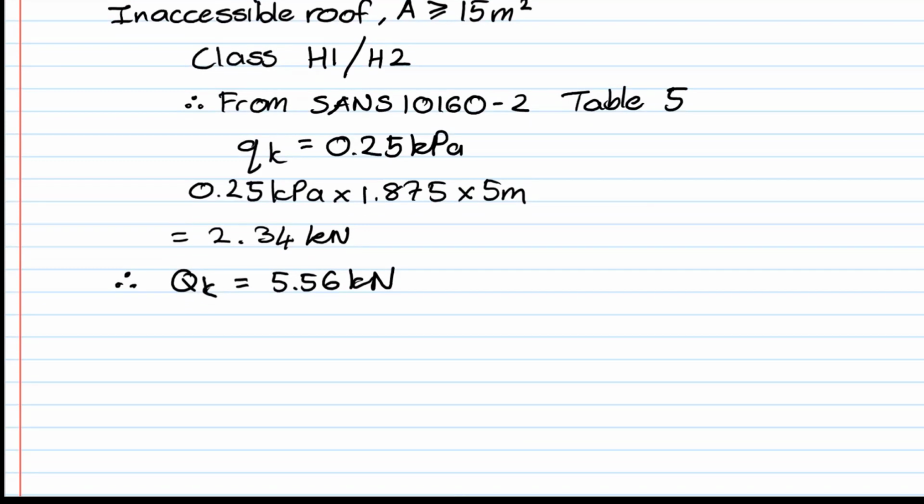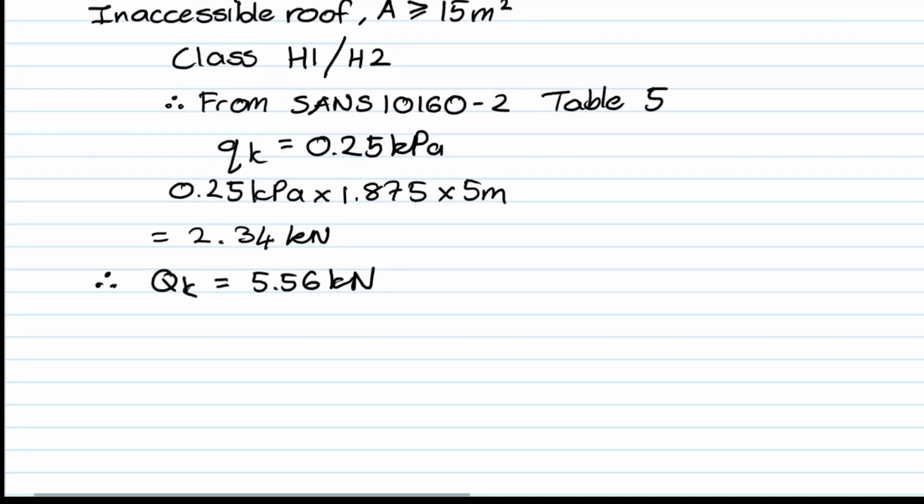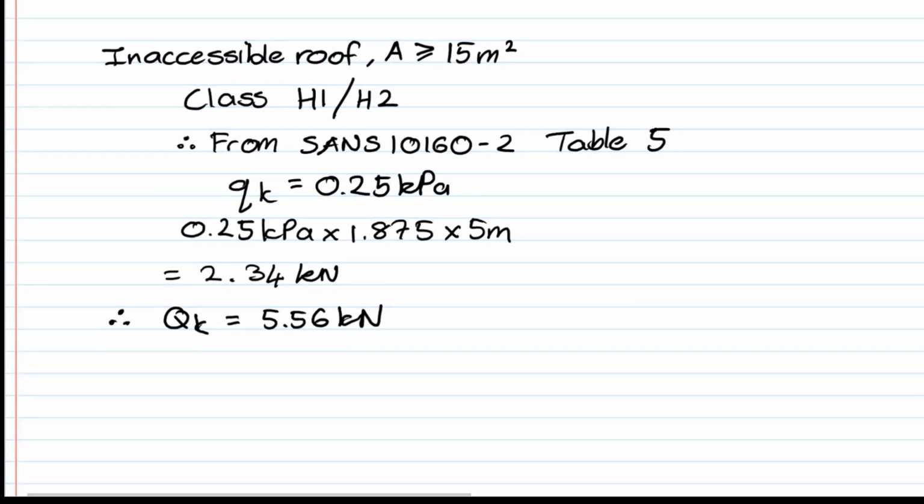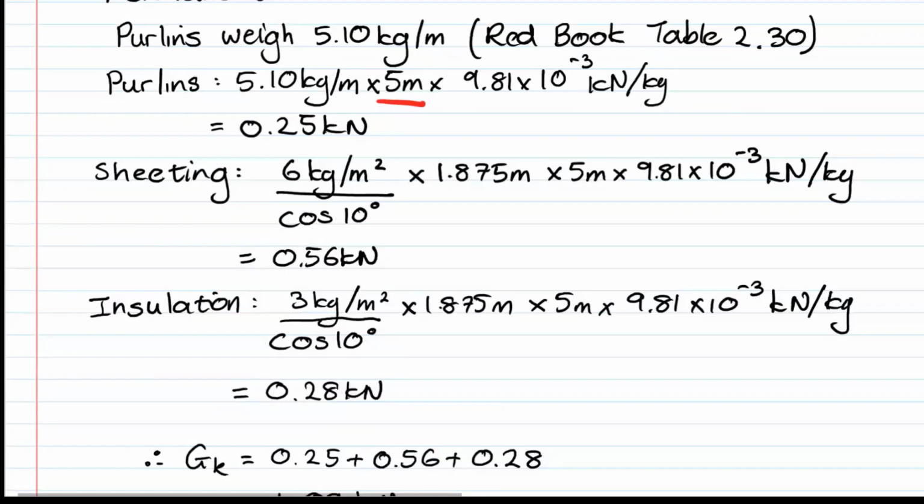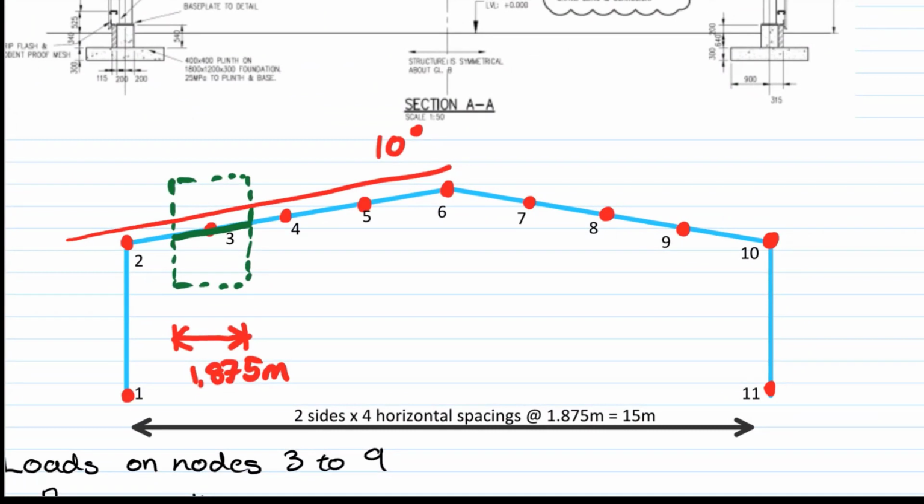So here's now our inaccessible roof, 0.25 kPa times by the spans and areas, and we get to a total point load of 5.56. So if you think about that, that's a fair amount. That's 5 to 6 rugby players standing on each point load at a time. These are now the internal point loads we've done. So for loads 3 to 9, we now need to do the external point loads, so loads 2 and 10. And if you have a look at those, they will now have a different tributary area.